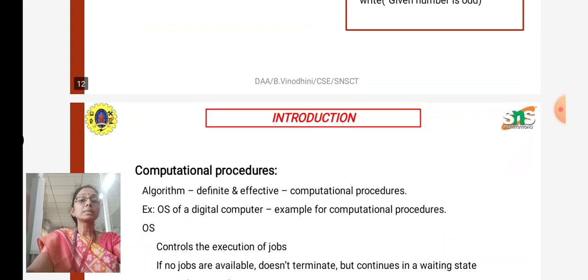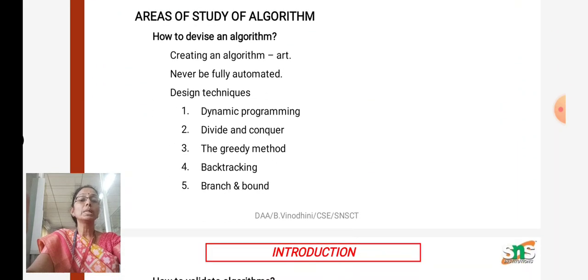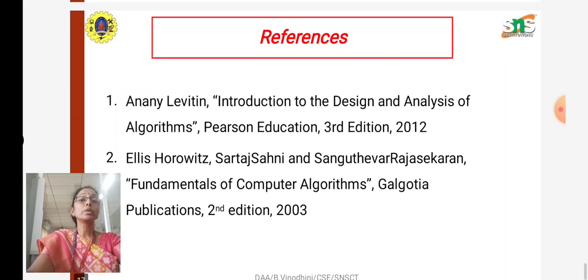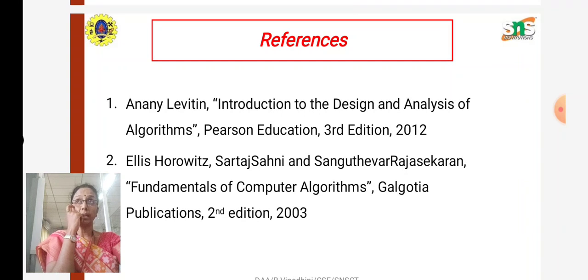For the design and analysis of algorithms, we will follow a textbook. The textbook is Anany Levitin, Introduction to the Design and Analysis of Algorithms. This is the textbook we are going to use for design and analysis of algorithms. In today's class we saw the need for design and analysis of algorithms, what an algorithm is, what the characteristics of an algorithm are, and how to write an algorithm. Thank you.